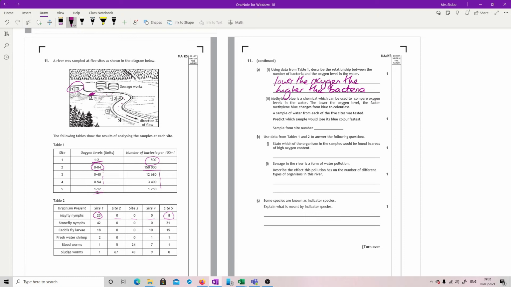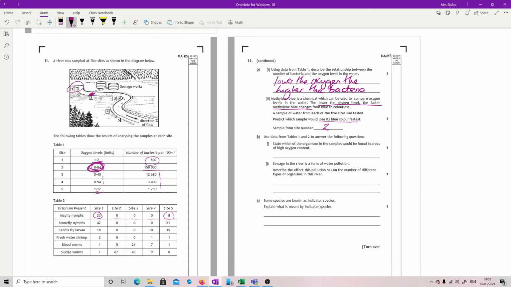Both of them named. Methylene blue is a chemical which can be used to compare oxygen levels in the water. The lower the oxygen, the faster the methylene blue changes from blue to colourless. A sample of water from each site was tested. Predict which sample would lose its blue colour fastest. The lower the oxygen level, the faster it changes. Which one would change fastest? Going back over here, that's got to be site 2, because that's the one with the lowest oxygen.